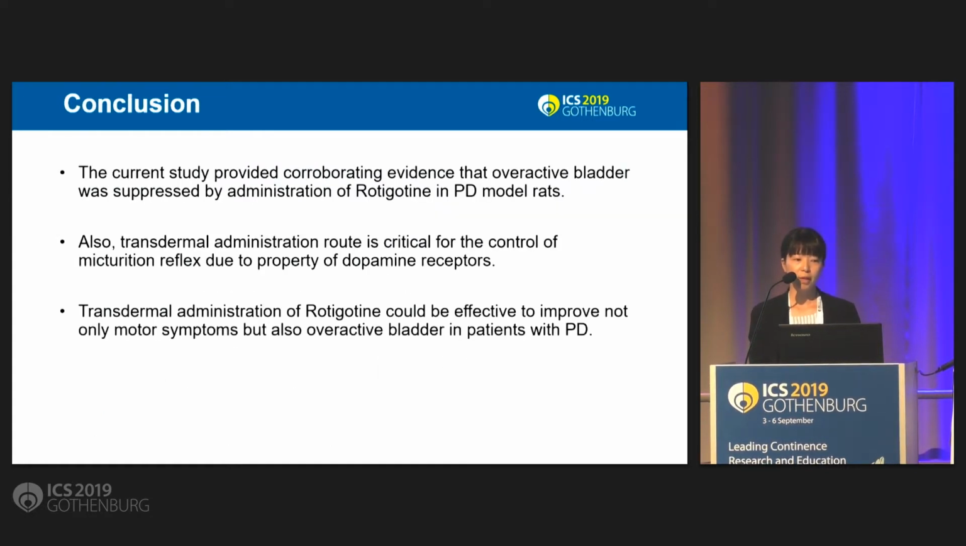So, in conclusion, the current study provided corroborating evidence that overactive bladder was subsided by administration of rotigotine in the PD model, and also that the transdermal administration route is crucial for the control of the micturition reflex due to the properties of dopamine receptors. Therefore, transdermal administration of rotigotine could be effective to improve not only motor symptoms, but also overactive bladder in patients with PD. Thank you so much for your kind attention.